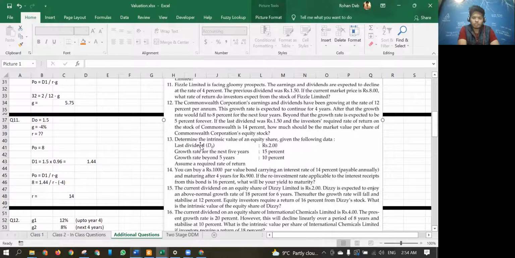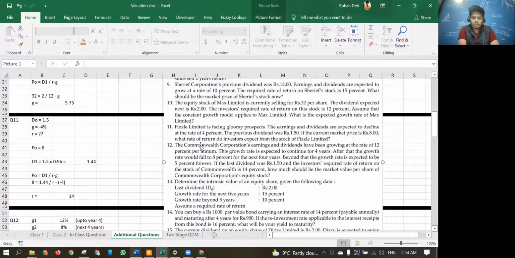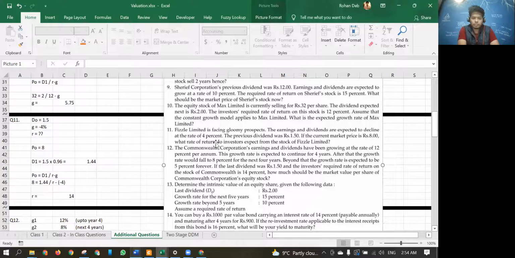Question number 11 is also very similar. Facing gloomy prospects, the dividend. So in this case, what's unique is that dividend and earnings are declining at the rate of 4%. So what you have to do is G is -4.